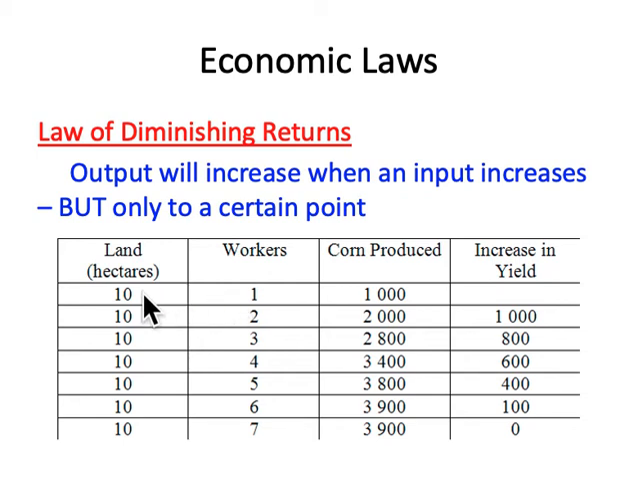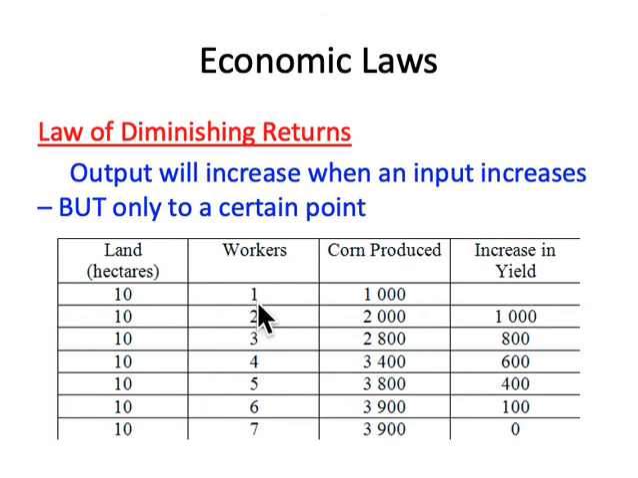So I have 10 hectares of land and I hire 1 worker. That worker on that land can produce for me 1,000 corn. Okay? Sounds great. I think to myself, you know what? Let's make some more money. I hire another worker, and that worker with 10 hectares of land. So now there's 2 workers on 10 hectares of land, and they can produce for me 2,000 corn.